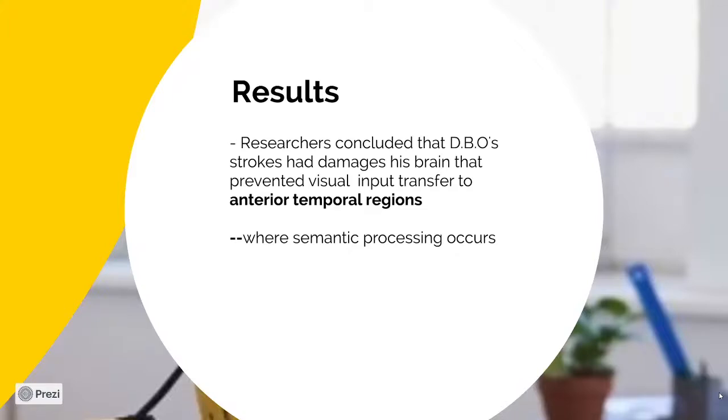Researchers concluded that DBO's stroke had damaged the part of his brain that transfers visual input to the anterior temporal regions. Anterior temporal regions are areas of the brain where semantic processing occurs.